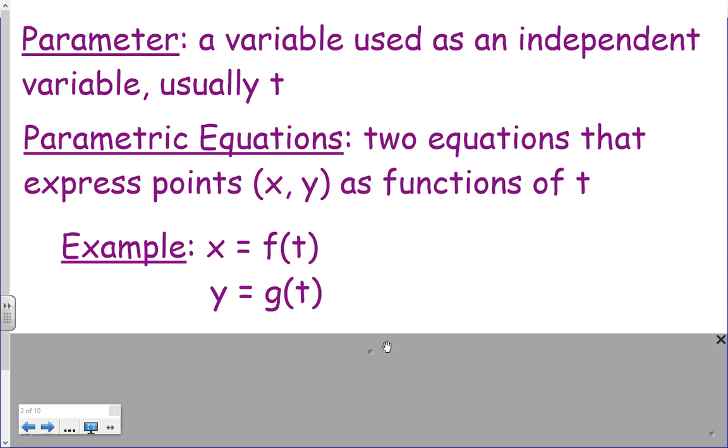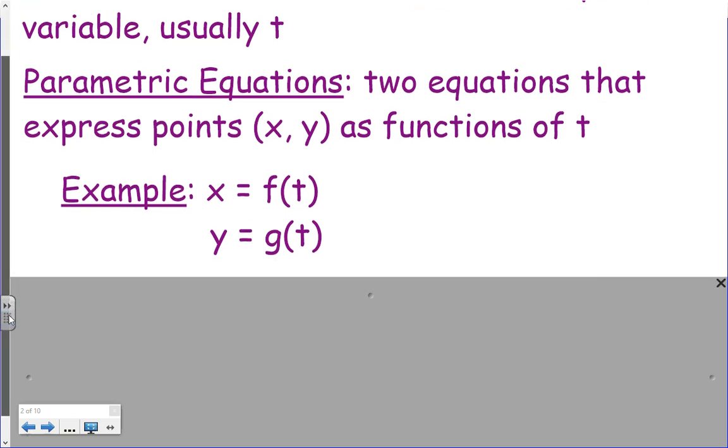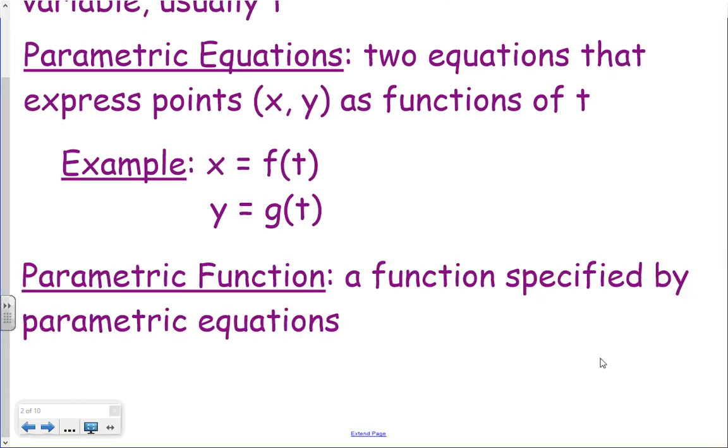So we have to pick a value of t first, plug that into each equation to find a corresponding xy point, and then we can plot that point. And we repeat that process. Go on to the next value of t, plug it into both equations, come up with a new point for xy, and plot that point. And connect these with a nice smooth curve. The last term here for us is really the title of this section, which is Parametric Functions, and that's just a function specified by parametric equations.